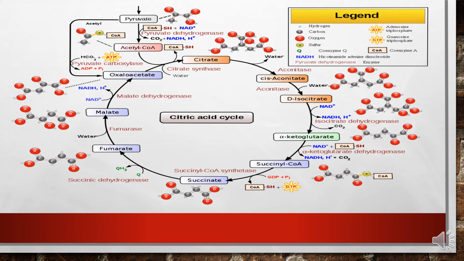This is the citric acid cycle. It is very easy, and you please go through it. Pyruvate is converted into acetyl coenzyme A, which combines with oxaloacetate to form citrate, then it is converted into cis-aconitate, isocitrate, alpha ketoglutarate, and succinyl CoA, succinate, then fumarate, then malate, and oxaloacetate, and again it becomes citrate. It's very easy, it's not very difficult, so please go through it and understand it properly.